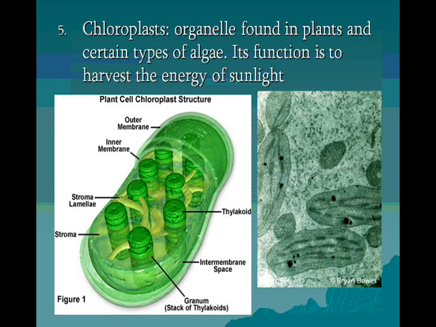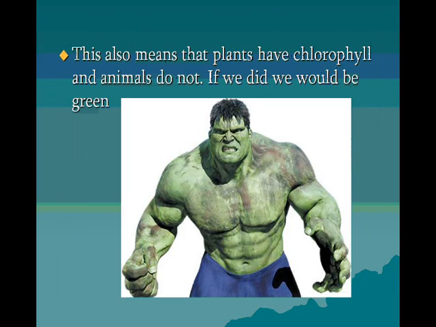We don't have those, and we can't capture energy from the sunlight, so we can't go outside and absorb energy from the sun. We have to eat it in our food. Animal cells don't have chloroplasts, and they don't have chlorophyll. If we did, we would be green, like the Hulk.